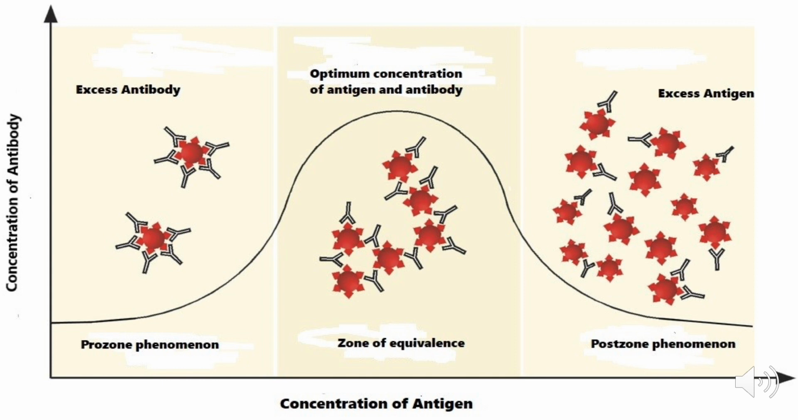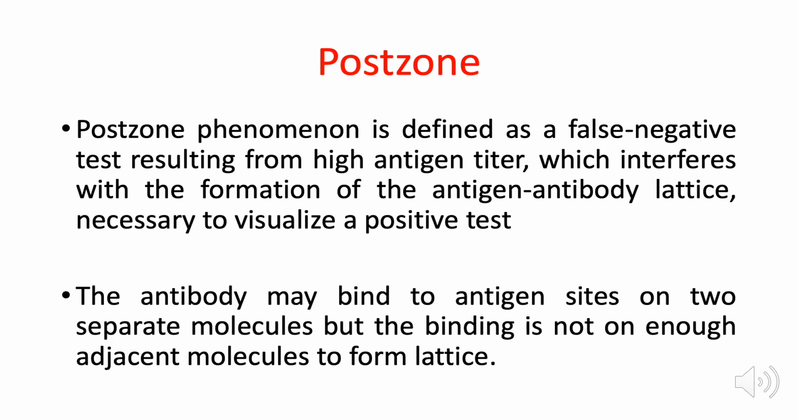In postzone phenomenon, there is excess antigen, and the number of antibodies is not enough to cross-link all of them, resulting in a false negative result. So postzone phenomenon results in a false negative result because of the higher antigen titer compared to the antibody. So the amount of the antibody present in the sample is not enough to cross-link the antigens and produce lattice formation.